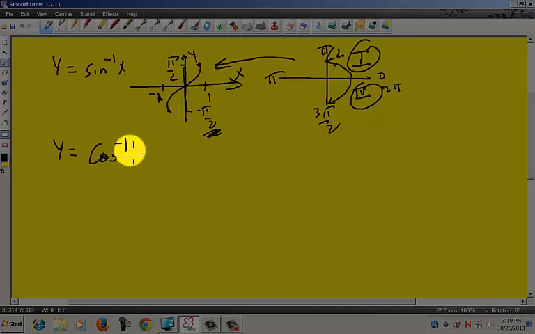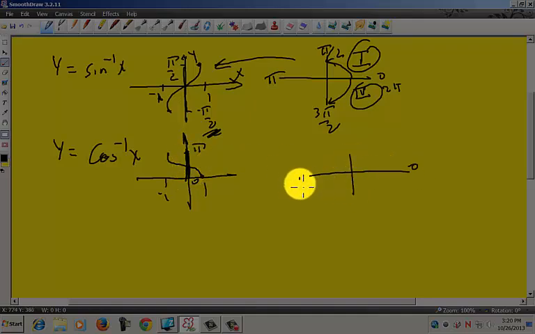Cosine inverse of x. Let's take a look at the graph of that again. Okay, the graph looks like this, and that is going from pi to 0, either 1 to -1. So that means cosine inverse goes from 0 to pi. So if you look at the unit circle, there's my 0, there's my pi. So cosine inverse only exists in the first quadrant and the second quadrant.